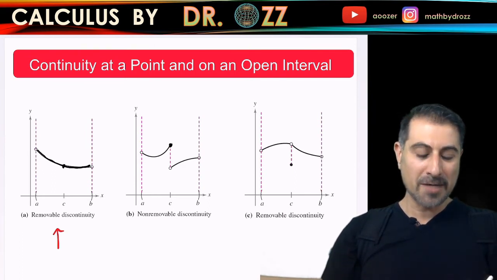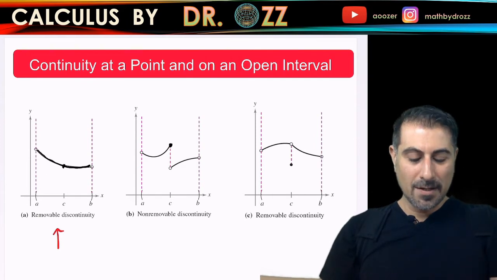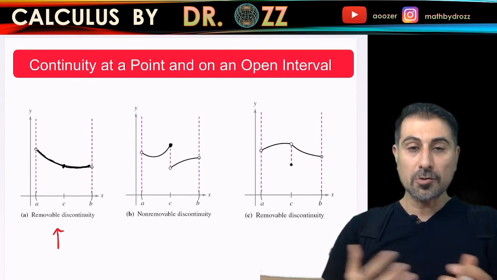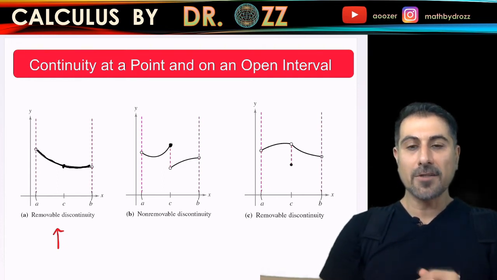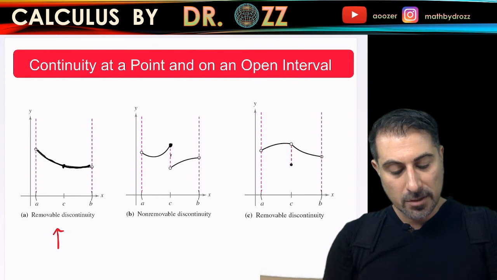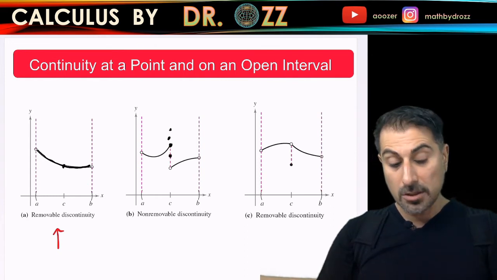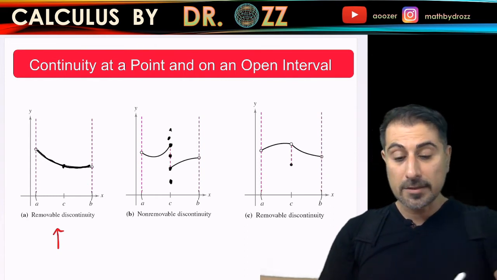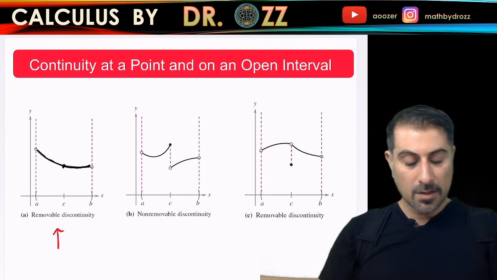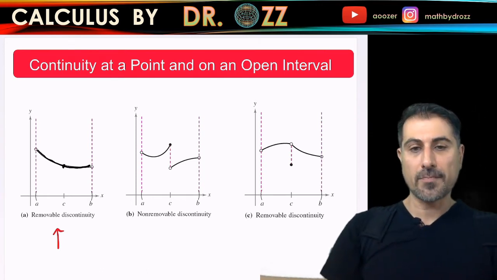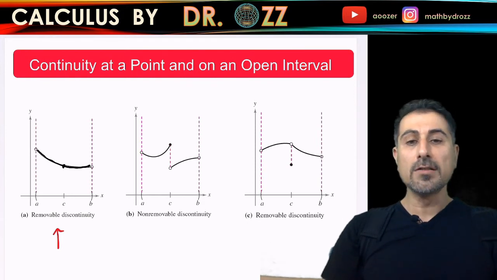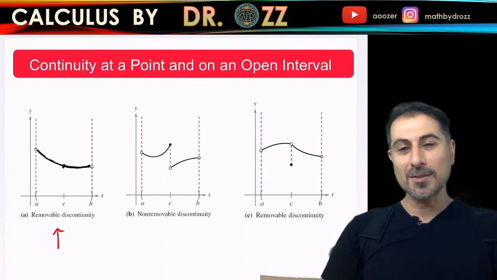Just imagine like you graph this function with a pen. There's no way to bring those two pieces together by just redefining the function value at c. I can redefine it here, here, here, here even, or here, but there's no way to make this graph just one continuous graph all the way from a to b. Okay, for that reason, f has a non-removable discontinuity at x equals c.